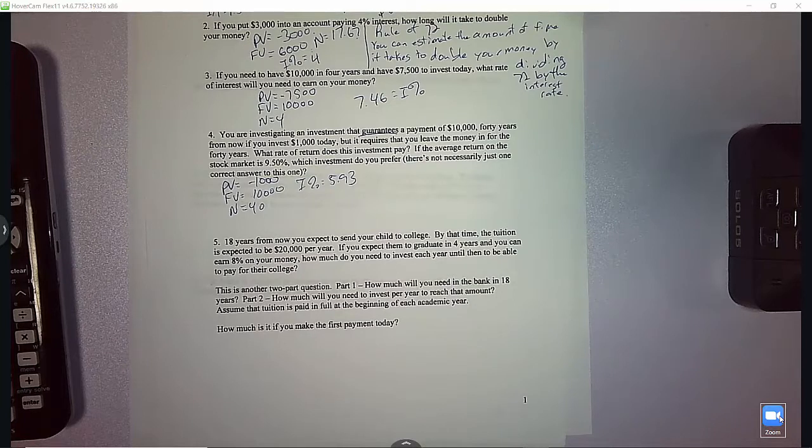So this is a two-part question. Part one, how much will you need in the bank in 18 years? And part two, how much will you need to invest per year to reach that amount? Assume that tuition is paid in full at the beginning of each academic year.